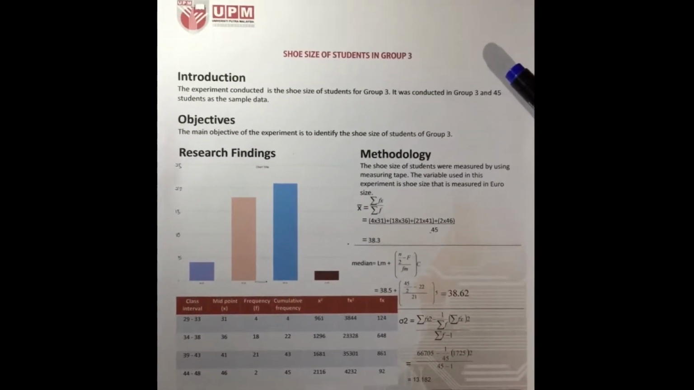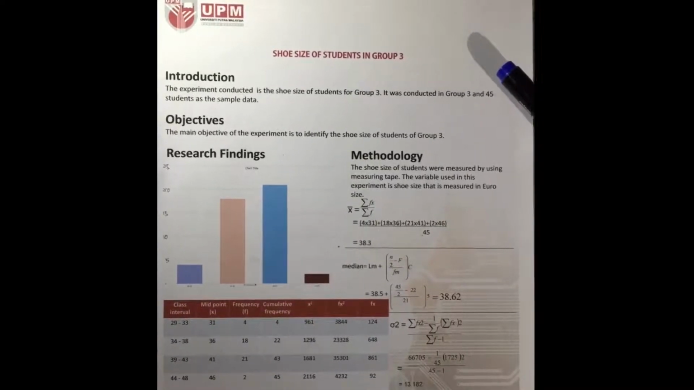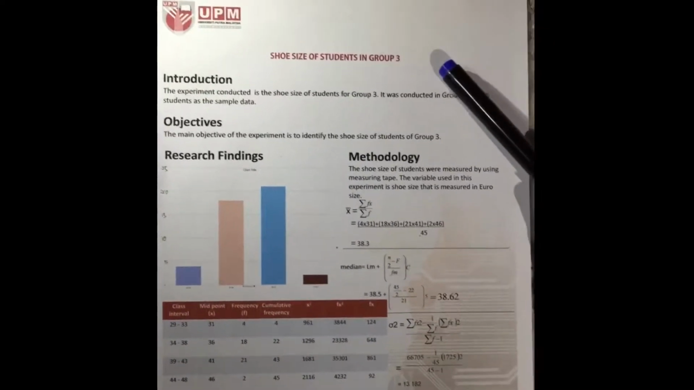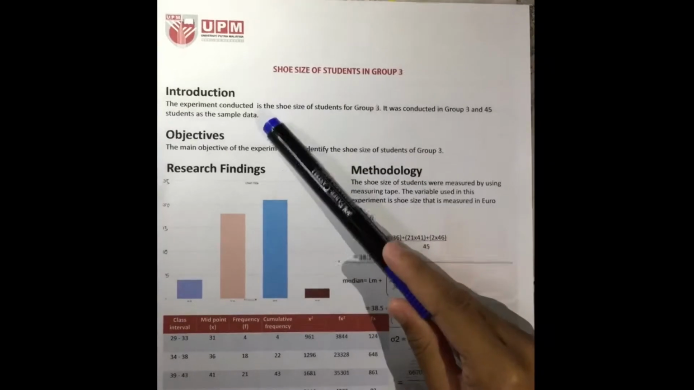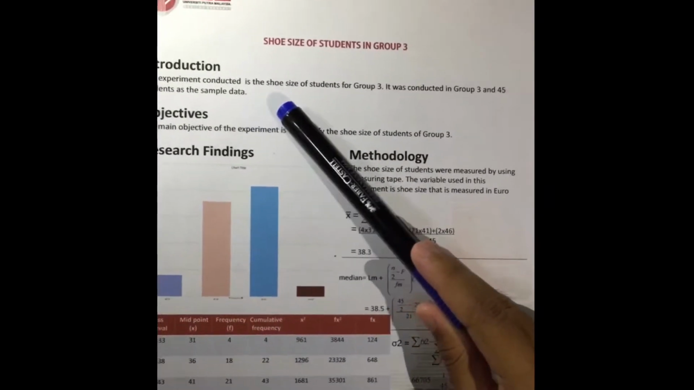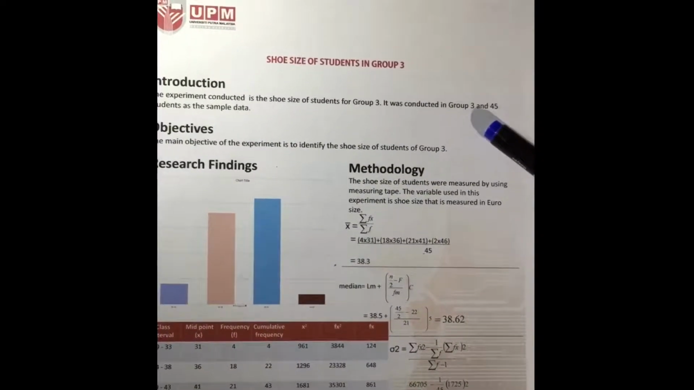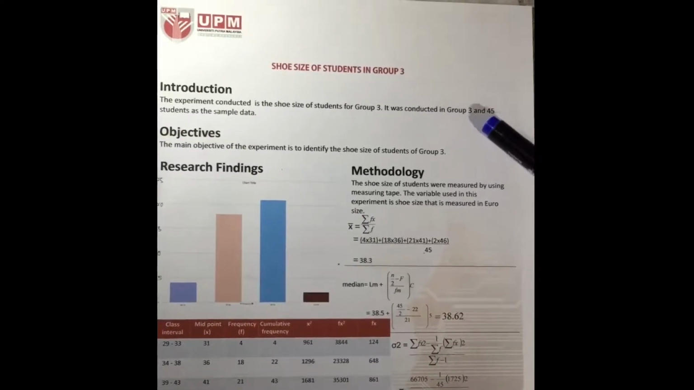So today our group will present a little bit about statistical analysis of shoe size of students in group 3. So we start with the introduction. This experiment conducted is the shoe size of students for group 3. It was conducted in group 3 with 45 students as the sample data.